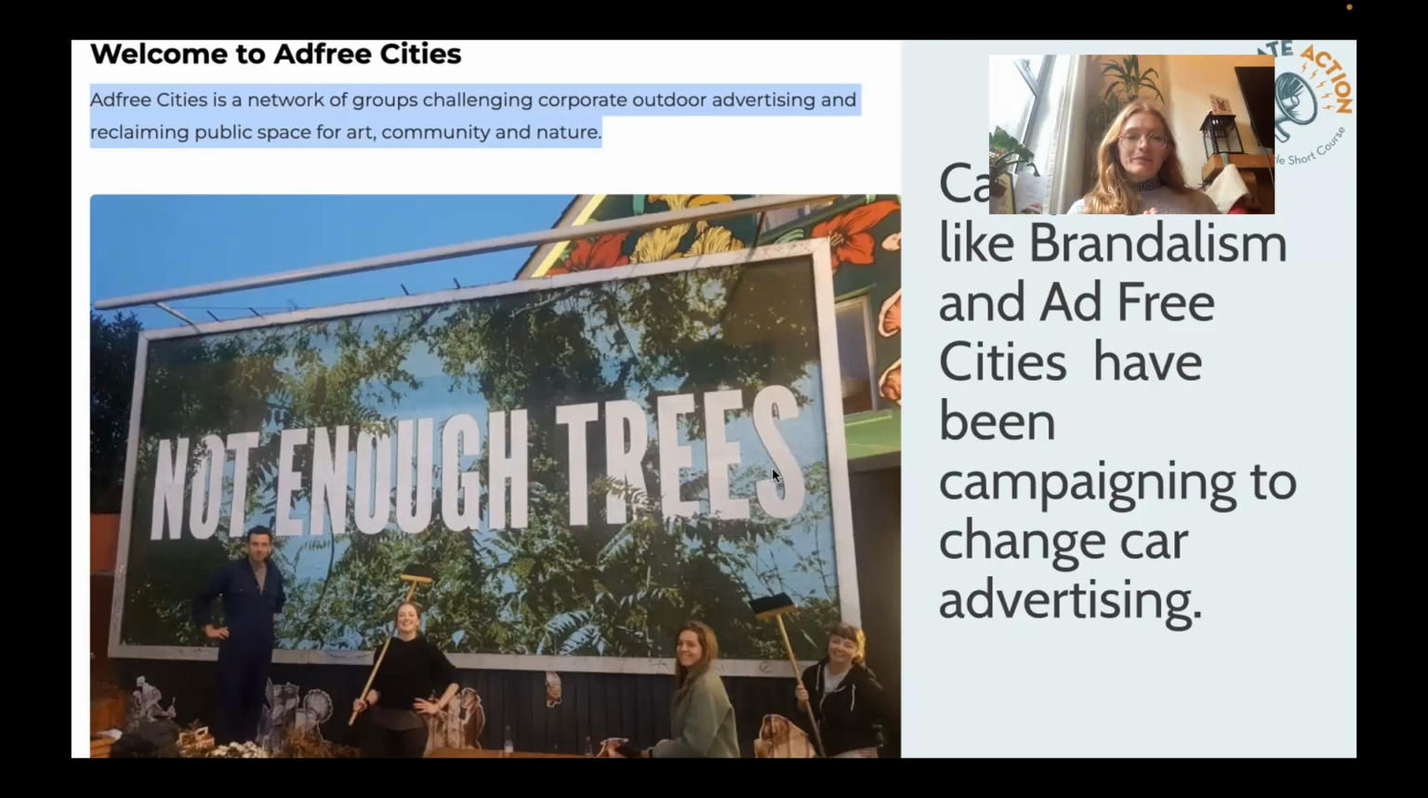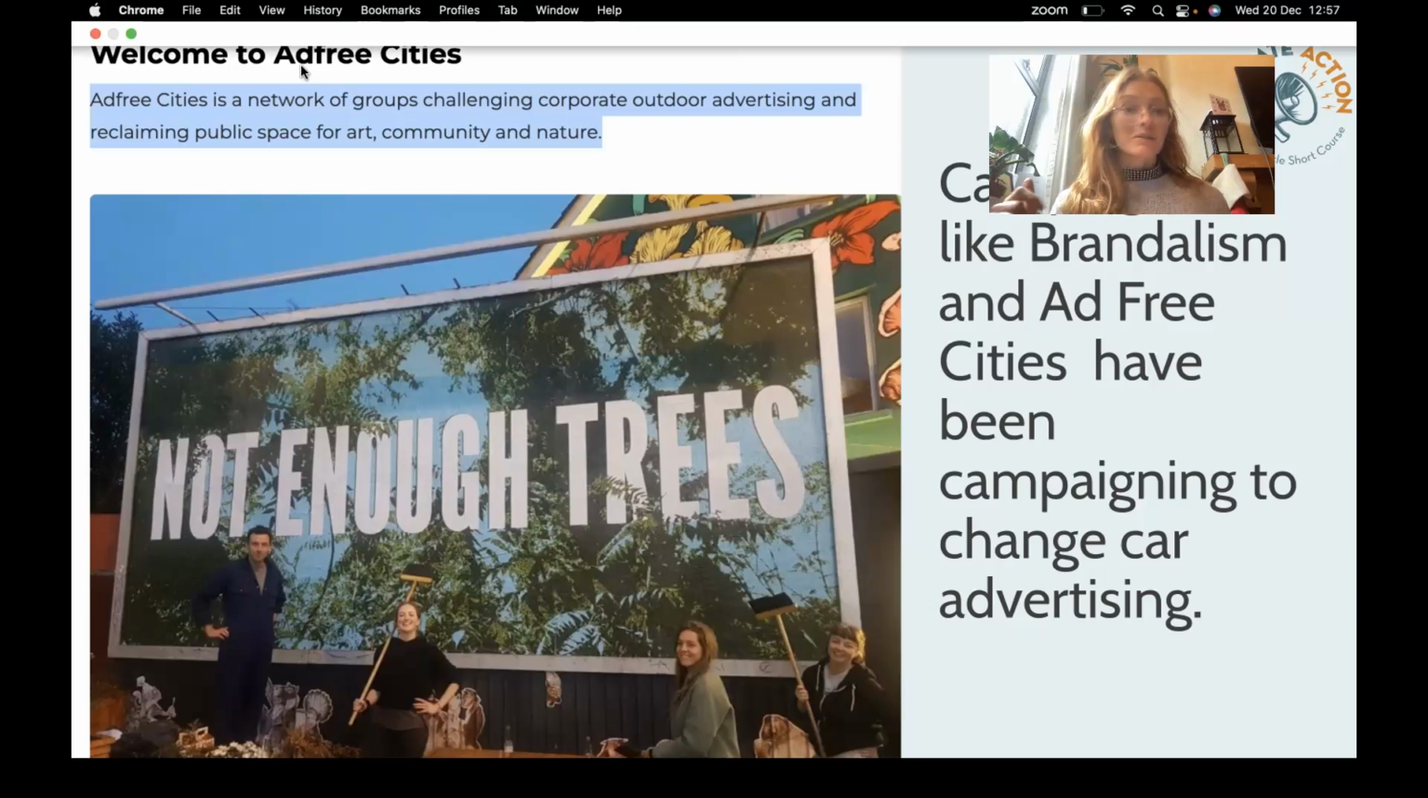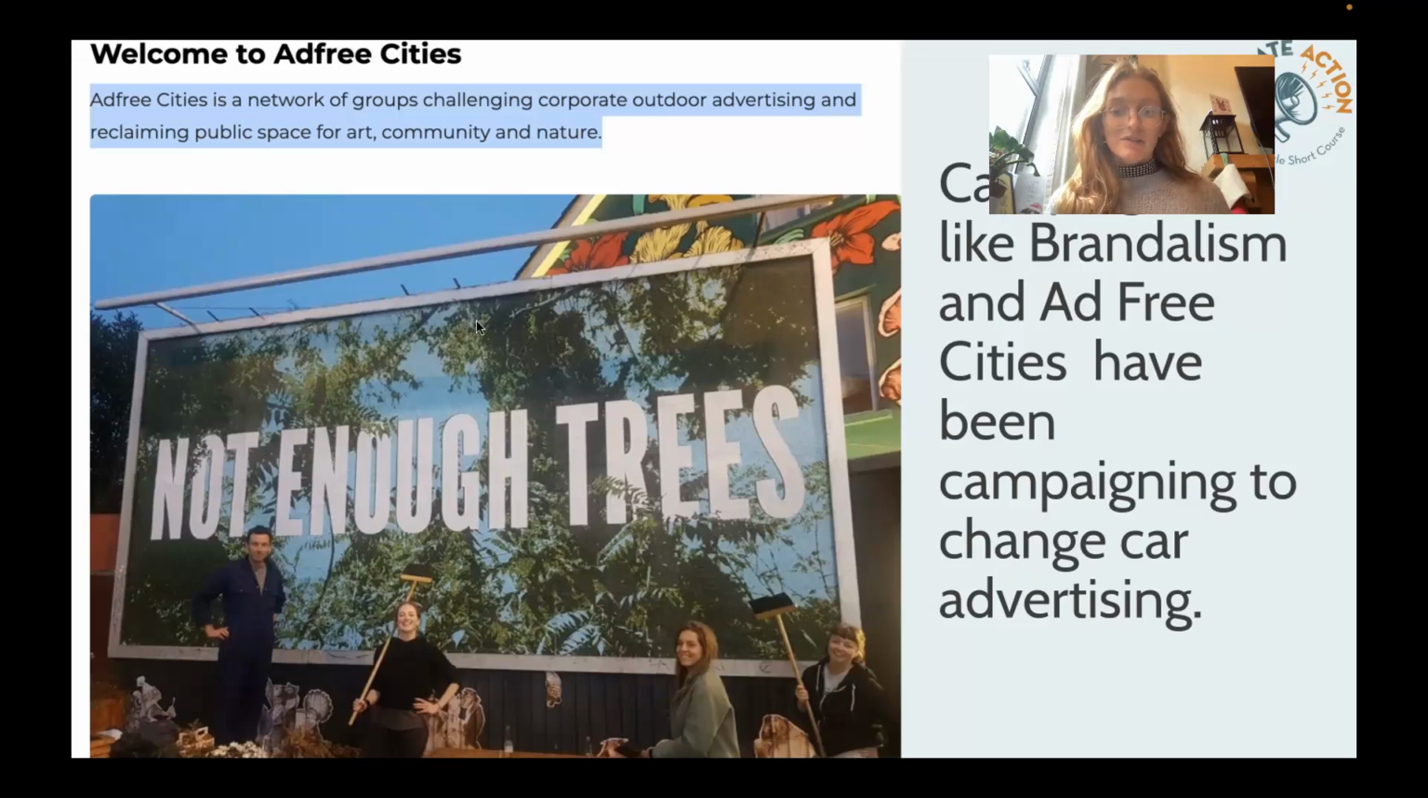But what we're looking at here is campaign groups who are campaigning against ads. One is called Brandalism, and they tend to go around to ads and change them to represent what they think ads should be saying. Another group is called Ad-Free Cities, and they think there just shouldn't be ads in cities at all, which again is an interesting thing to discuss. Is that a good thing, a bad thing? So this is an ad they put up called Not Enough Trees.